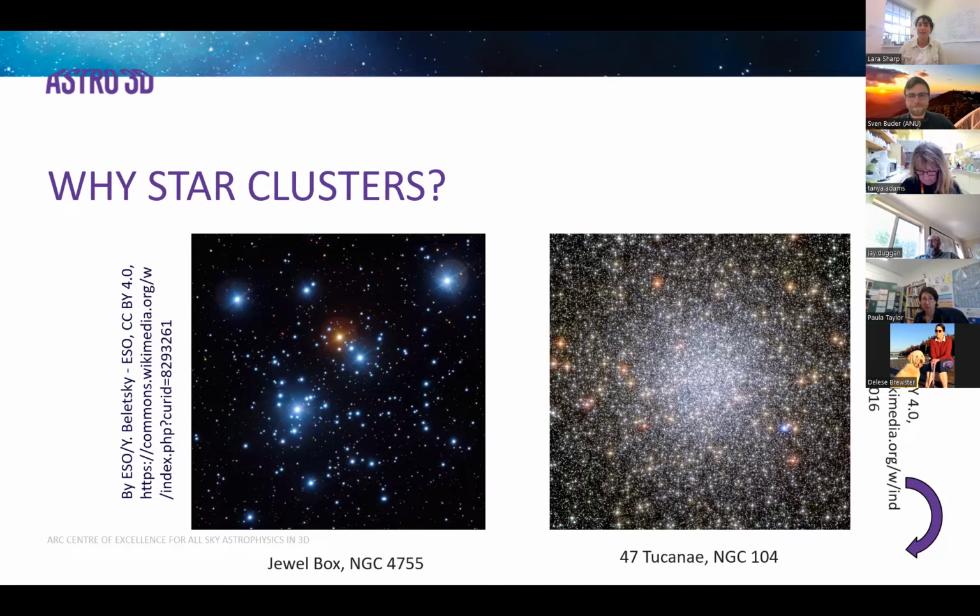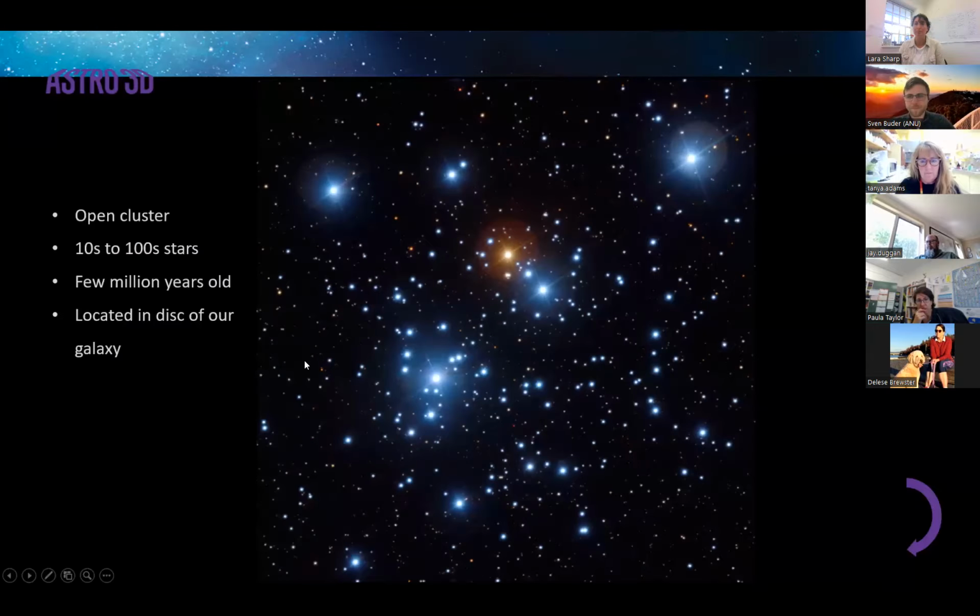You can see with star clusters, they are absolutely beautiful. The one on the left there is the Jewel Box, and the one there on the right is 47 Tuc. The interesting thing with these is that these pictures are taken with professional telescopes, so we can see a bit more detail, but they are very, very different from one another. We'll start with this one.